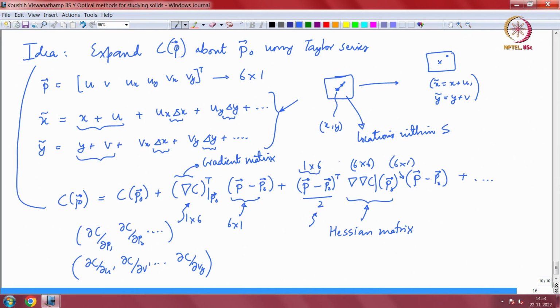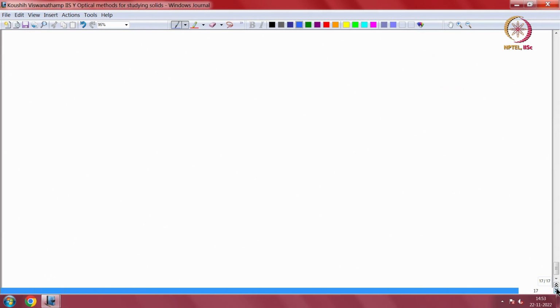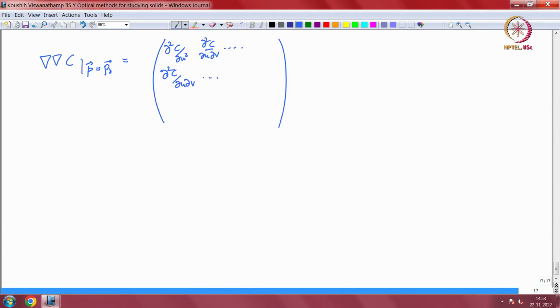Okay. So, notice there is a transpose here. So, this (p bar minus p 0 bar) transpose will be a transpose of this, the 6 by 1 will be 1 by 6, right, which means the Hessian is a 6 by 6 matrix and it is not very difficult to guess its form. It is basically this second derivative of C, right. So, this one will be ∂²C/∂u∂v and so on. So, these are all second derivative matrix.